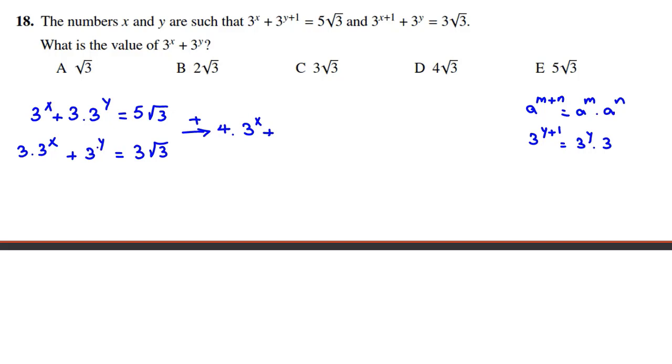Plus, next one, 3 times 3 to the y plus 1 times 3 to the y is 4 times 3 to the y equals 5 root 3 plus 3 root 3 is 8 root 3. Now we divide both sides by 4, so 3 to the x plus 3 to the y equals 2 root 3. Okay, so when we have similar equations, it's good to add or subtract with respect to the things that the problem wants. So the answer is 2 root 3. The answer is choice B.